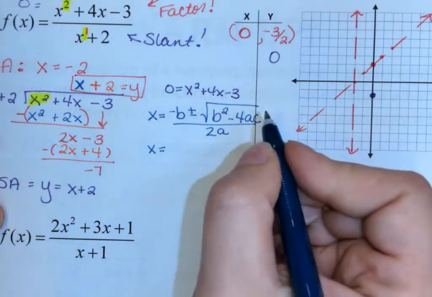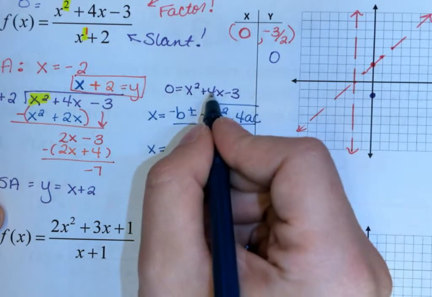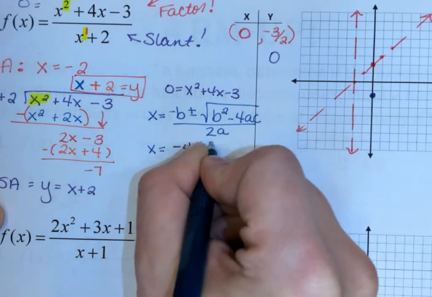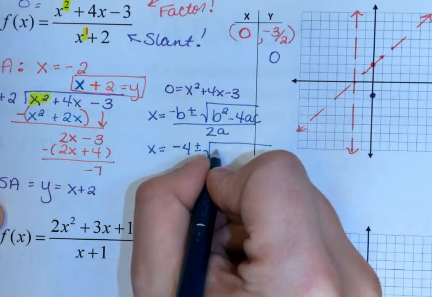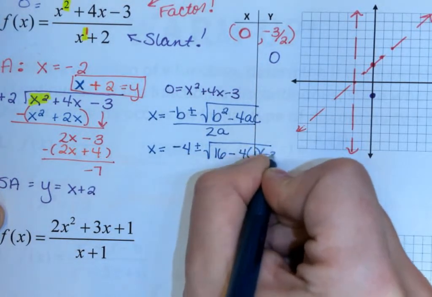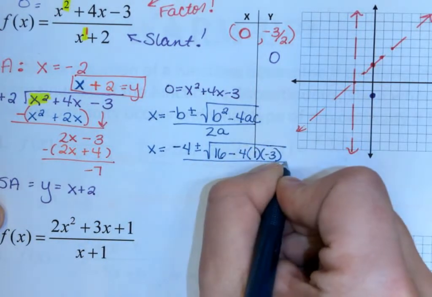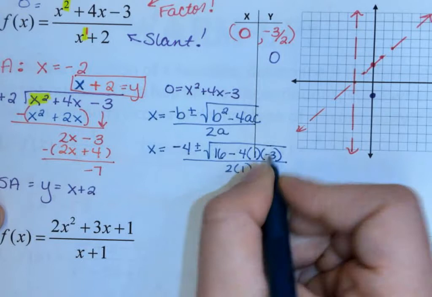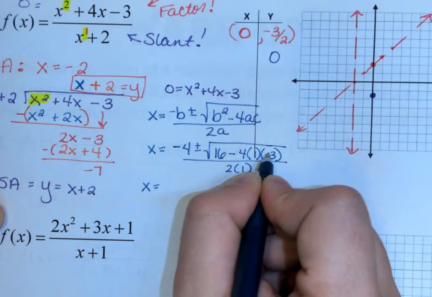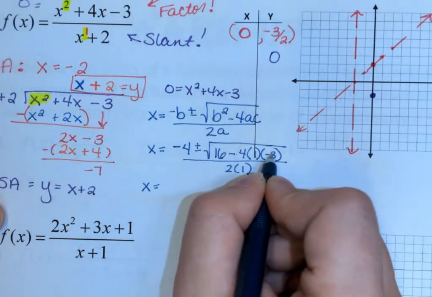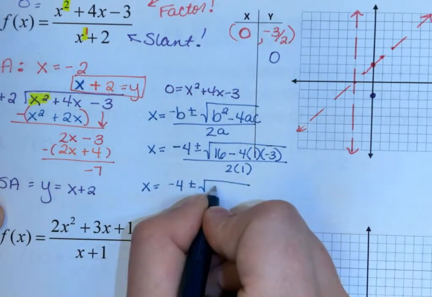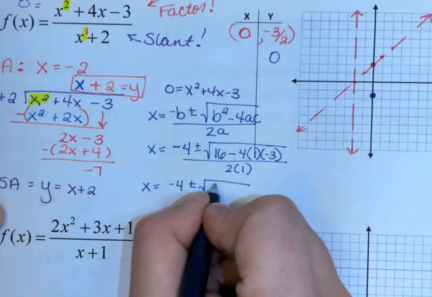X equals, what is b? 4. So negative b is -4 plus or minus the square root of, what's 4 squared? 16 minus 4 times a times c all over 2a. So what's a negative times a negative? Positive. 4 times 1 times 3? 12. So 16 plus 12. 28.